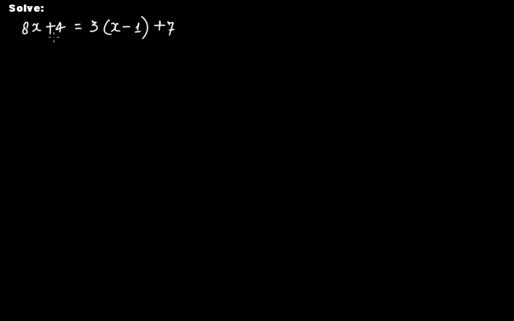In the next one we have 8x plus 4 is equal to 3 times x minus 1 plus 7. So first simplify it, you get 8x plus 4 is equal to 3x. Which property are we using here? This is distributivity of multiplication over subtraction. So 3x minus 3 plus 7. If you solve it, you get 8x plus 4 is equal to 3x plus 4, right? Because here we have minus 3 plus 7 is 4.